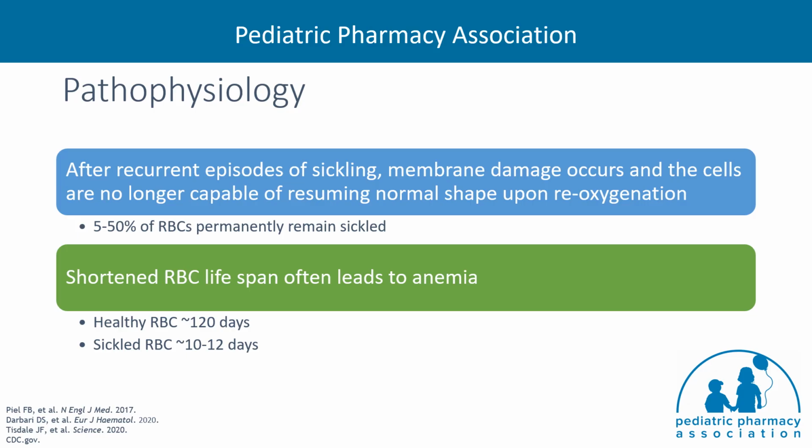So for a healthy red blood cell, the lifespan is about 120 days. For a sickled red blood cell, it's only about 10 to 12 days. So sometimes these patients can require transfusions as well.